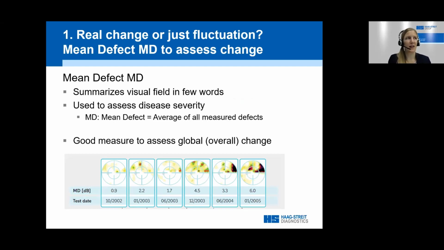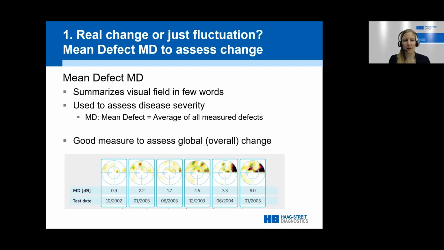In the iSuite progression analysis, we use the mean defect to look at this because it summarizes the visual field in a few words, and it's been really shown to be the most robust index for looking at visual field change. And in the Humphrey GPA, the visual field index is used, which is kind of nice to read because it goes on a scale from 0 to 100, but it's sometimes not so sensitive in early cases, as some literature suggests. But anyway, it's the same thing. You take a global index and you track it.